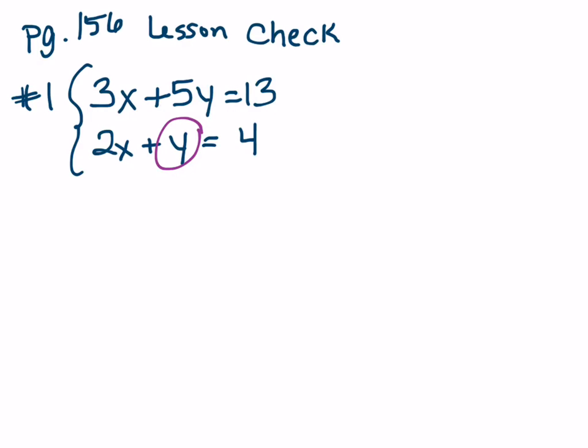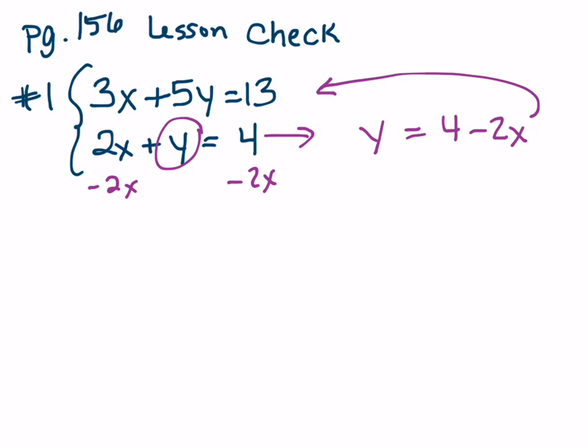All right, I'll solve for y in this equation. Okay, so I'm going to subtract 2x and get y equals 4 minus 2x. Okay, and then I'm going to substitute that into the first equation. So get 3x plus 5, and then instead of y, 4 minus 2x. All right, and then solve for x.